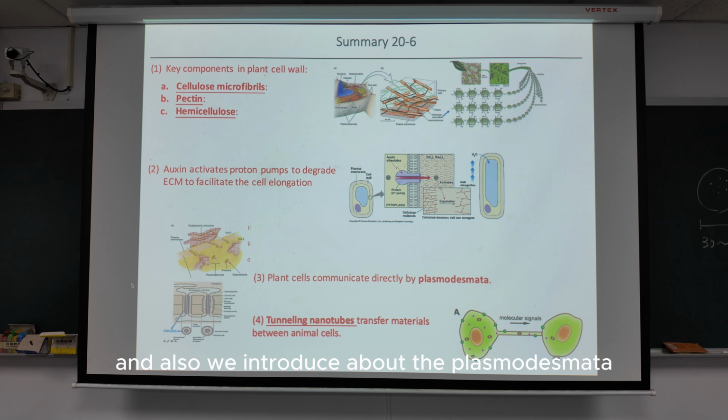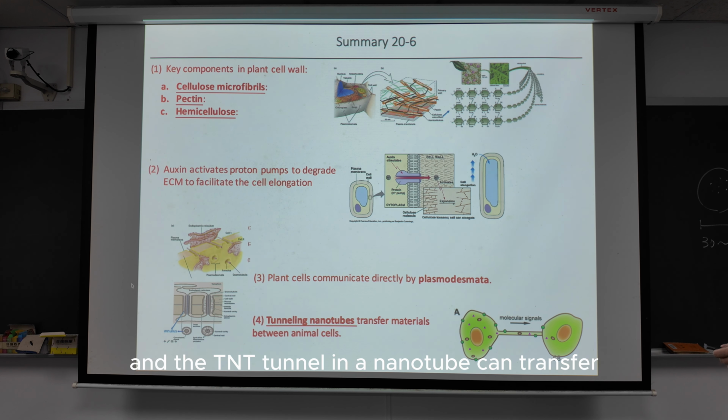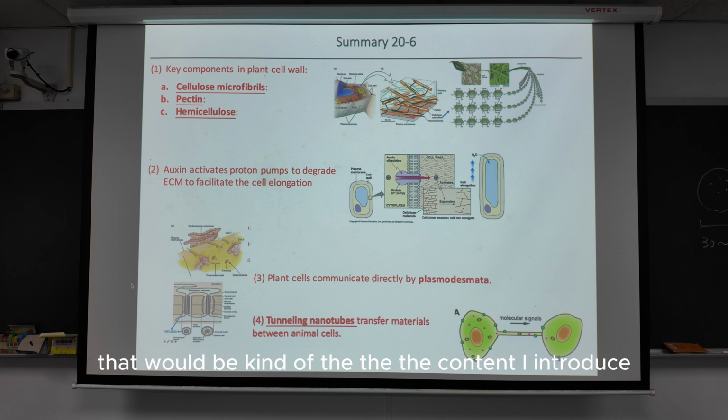And we also introduced the plasmodesmata. It can connect and communicate between the ER lumen and the cytosol. The TNT, tunneling nanotube, can transfer molecules between animal cells. That would be the content I introduced.